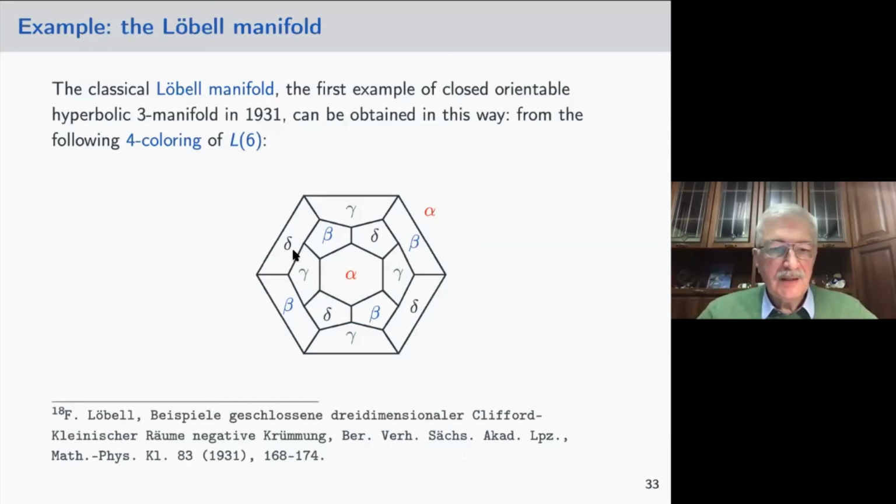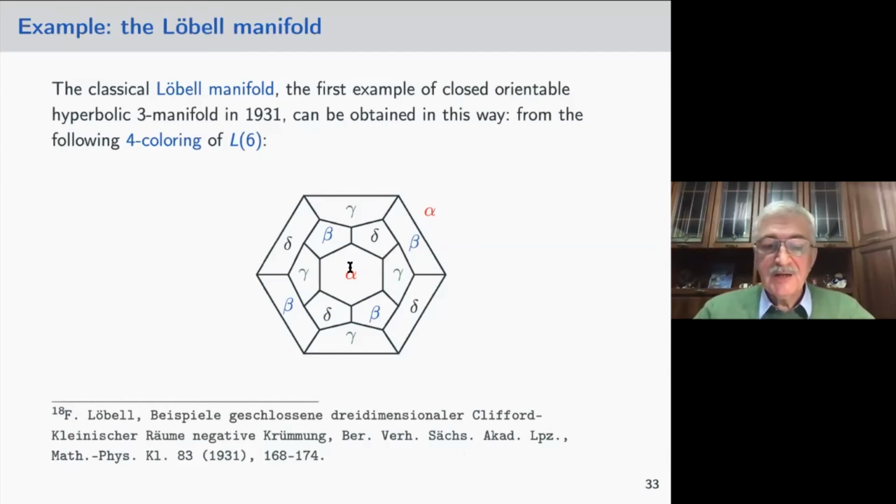And a classical example constructed by Löbell in 1931 can be described in this language. He uses a nice description, but now we can present this description. So we can start from a polyhedron with number 6, so Löbell polyhedron number 6. So you have a 6-gonal top and a 6-gonal bottom.